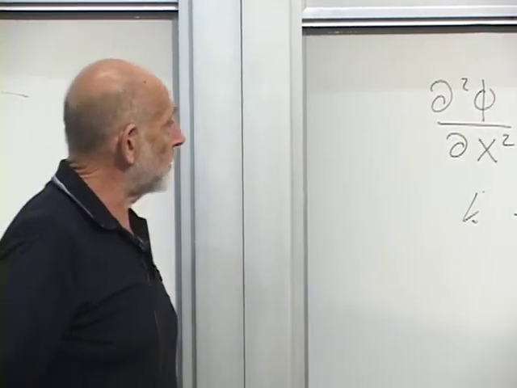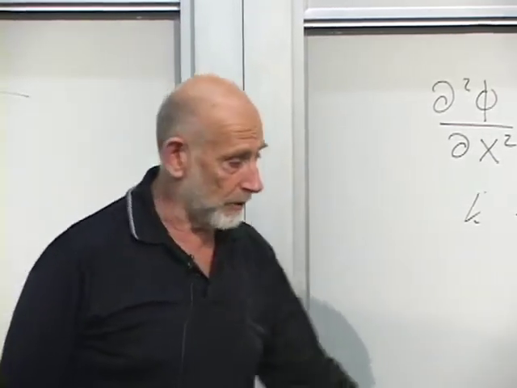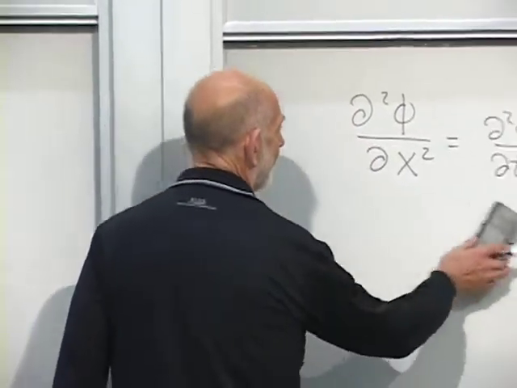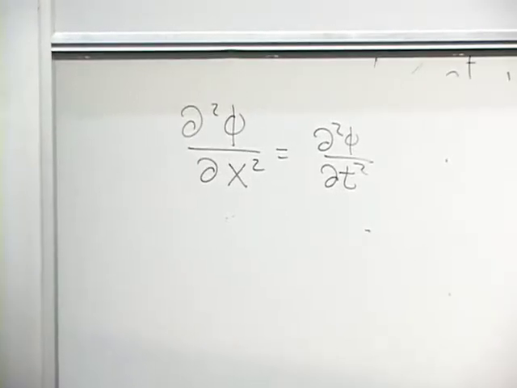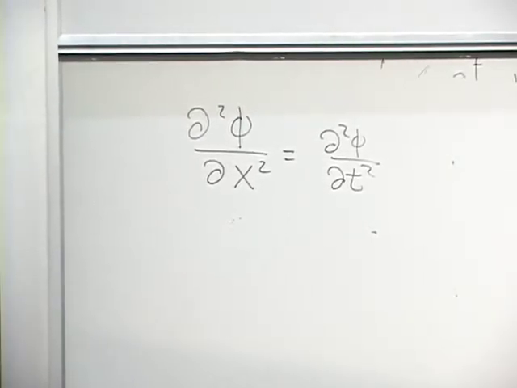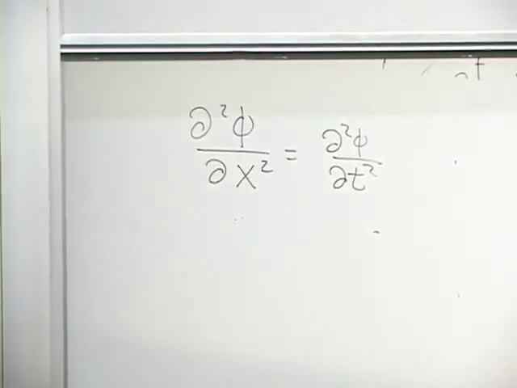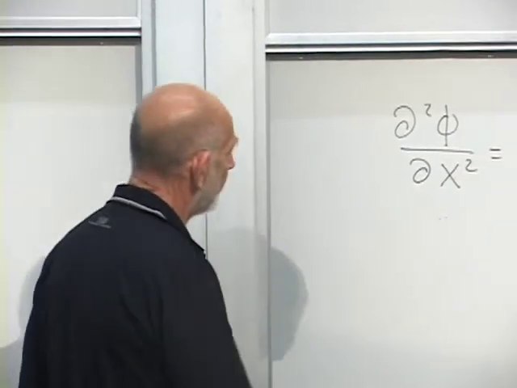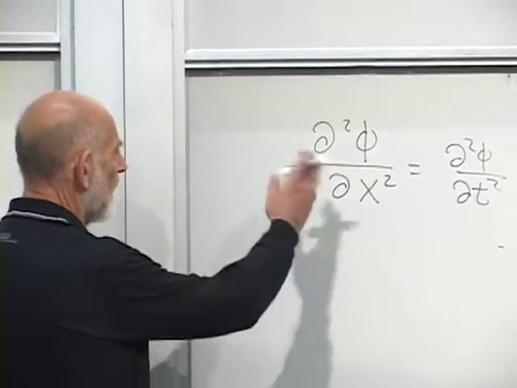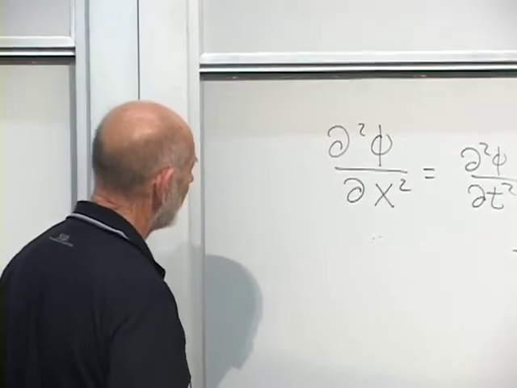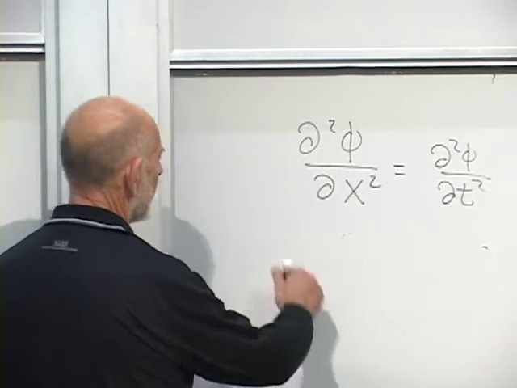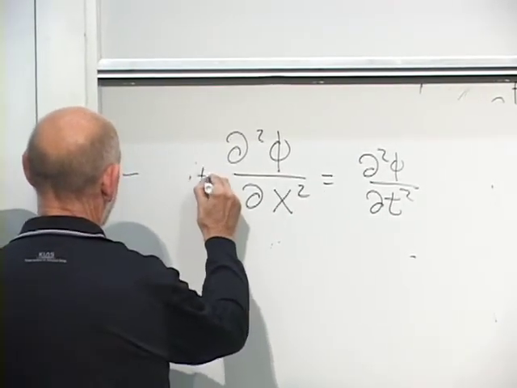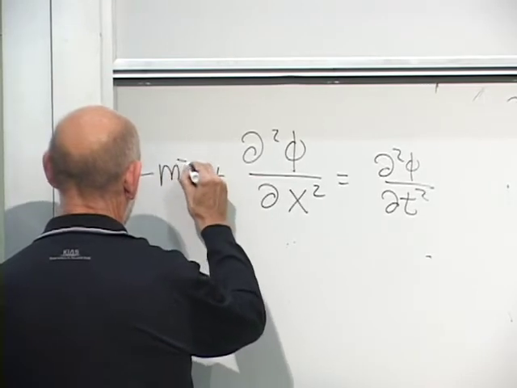How do I turn it into something that moves slower than the speed of light? What do I add? If I want to add a mass term, here it is. Which side? Can you figure that out? Is it this way? No, it's minus this way. It's minus m squared phi.